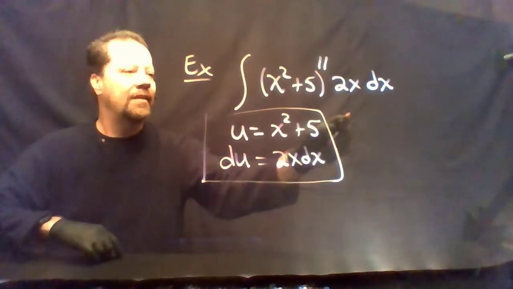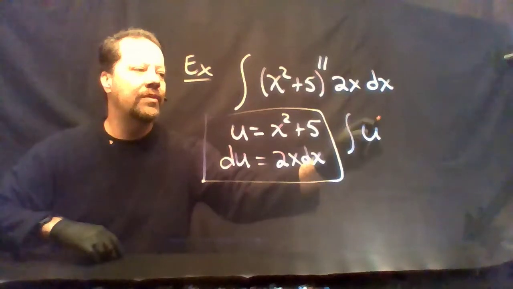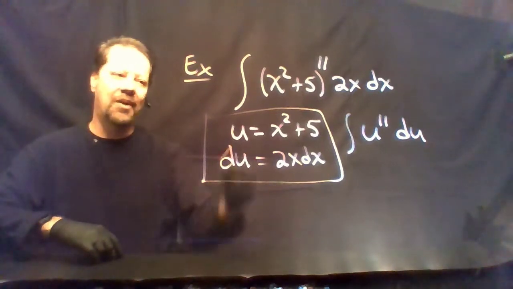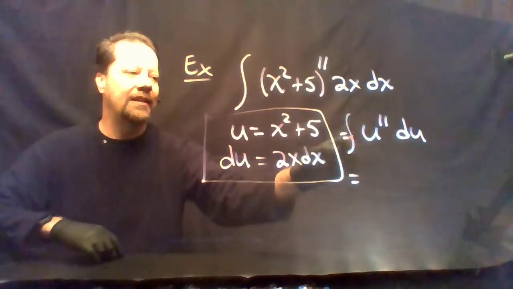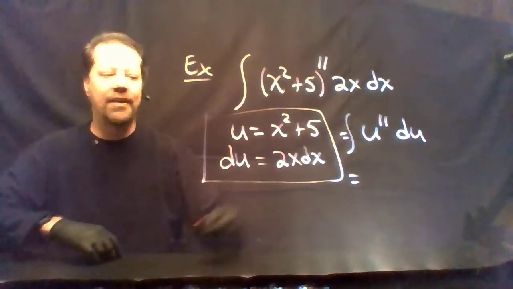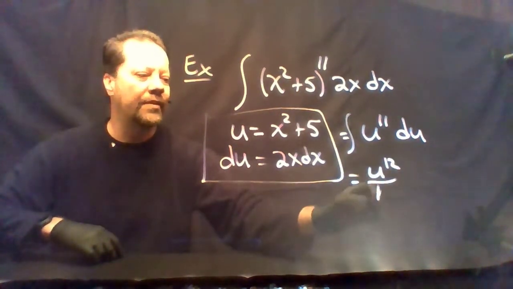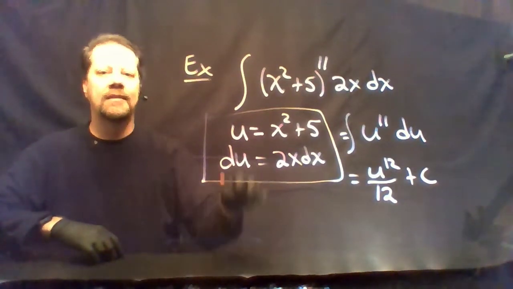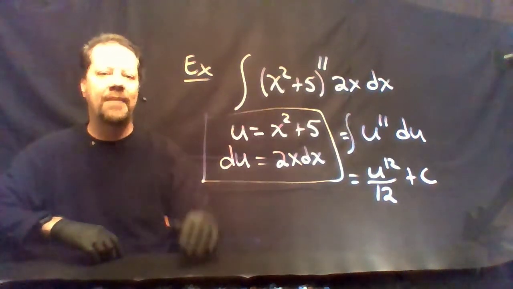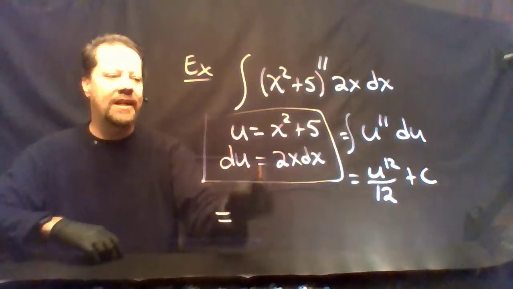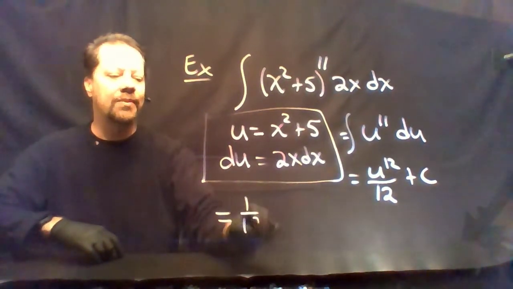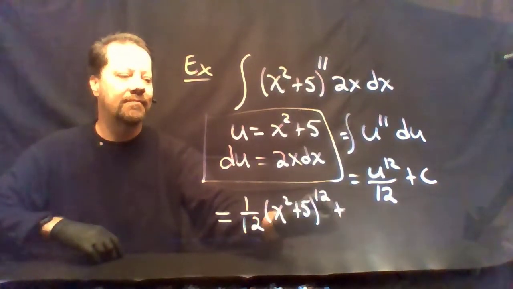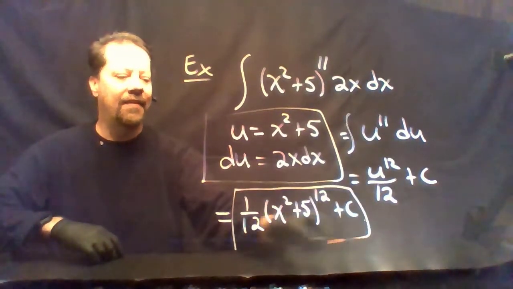That means the integral transforms into u to the power 11 times du. We now know how to calculate the remaining integral using the power rule for antiderivatives. That's u to the 12 over 12 plus c. At this point, we're not done. We still have to substitute back. The original problem had nothing to do with u, and so we need to replace u with what u equals. So we'll have 1/12 x squared plus 5 to the power 12 plus c, and that is the answer.